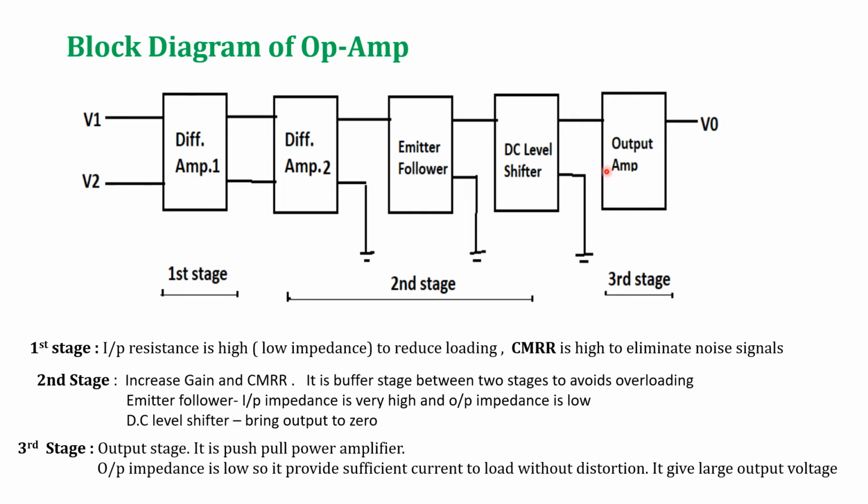Hence, if I conclude here, the operational amplifier is generally operated in a single-ended input and single-ended output. Now we explain operational amplifier parameters. The first parameter is input offset current.